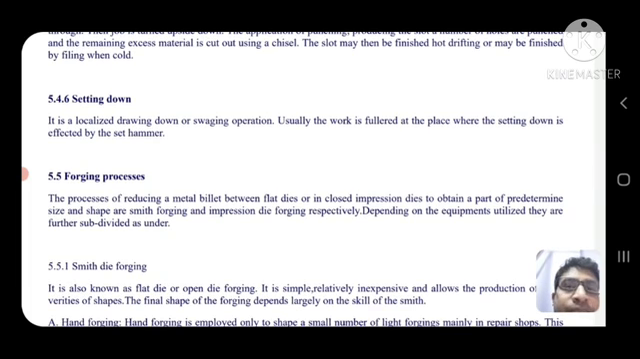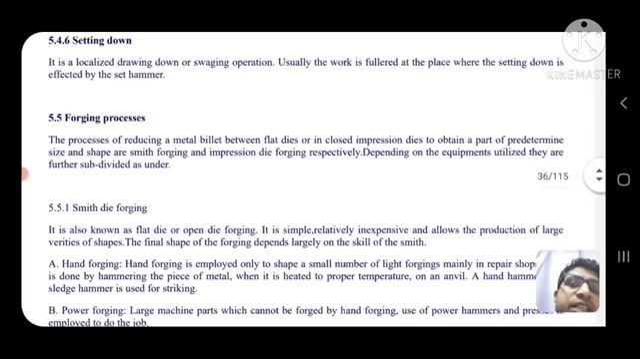Setting down. It is a localized drawing down or stretching operation. Usually, the work is fullered at the place where the setting down is effected by the set hammer.